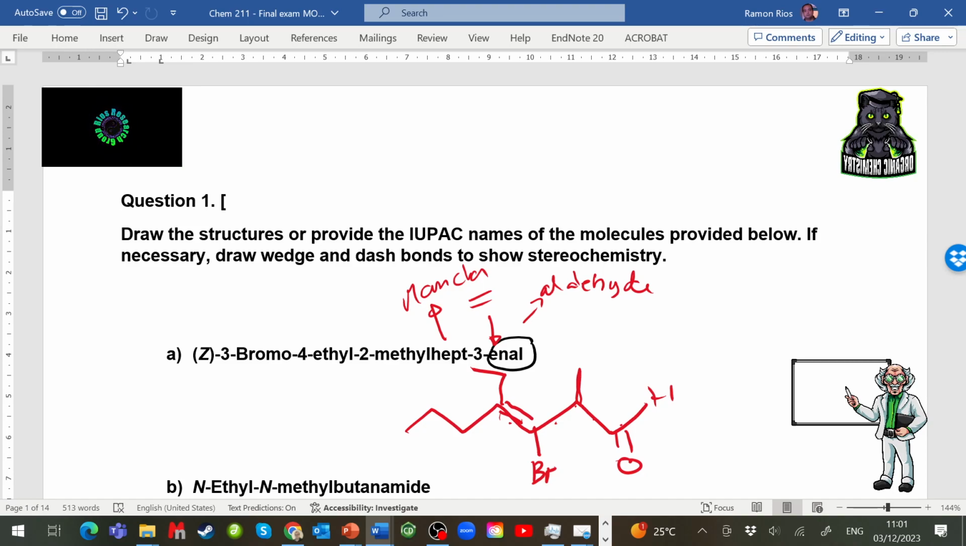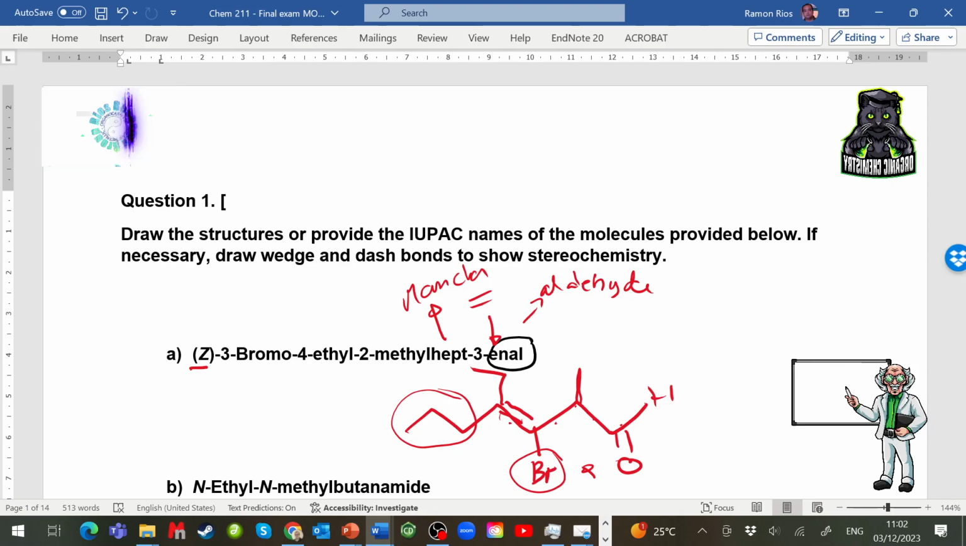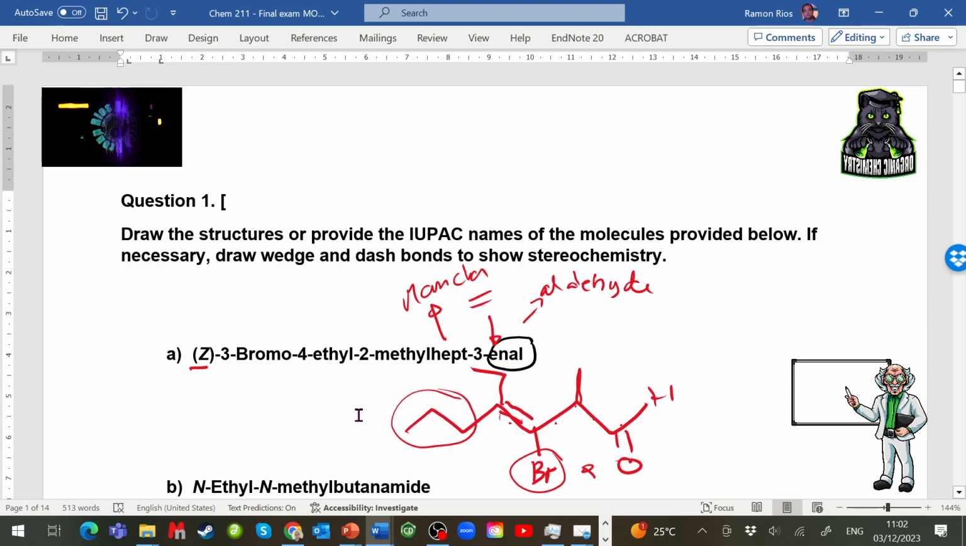Again, if we calculate here, then I have to check which is the configuration of the double bond, that is Z. Here the double bond will be Z because on this side the bromine has the priority, and on this side the propyl has the priority. That means that the final compound will be exactly what you saw in the slide.